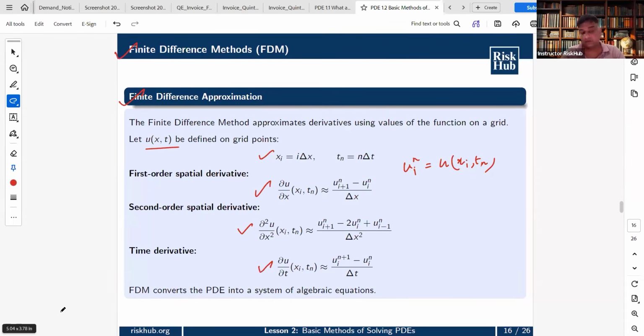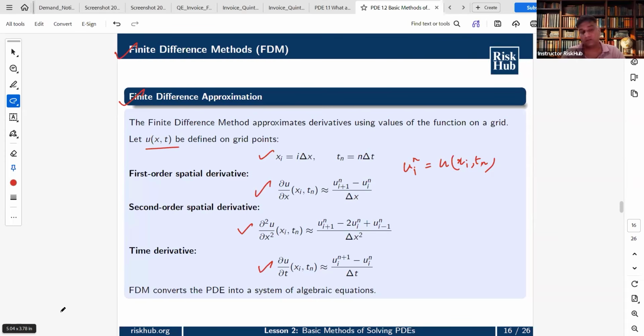In finance, think of grid dimension. x_i is basically option pricing, meaning stock price, log price, rate, volatility. t_n is the timestamp. u_i^n is the option value at that grid point. Boundary condition: value at extreme stock prices. Terminal condition: payoff at maturity.